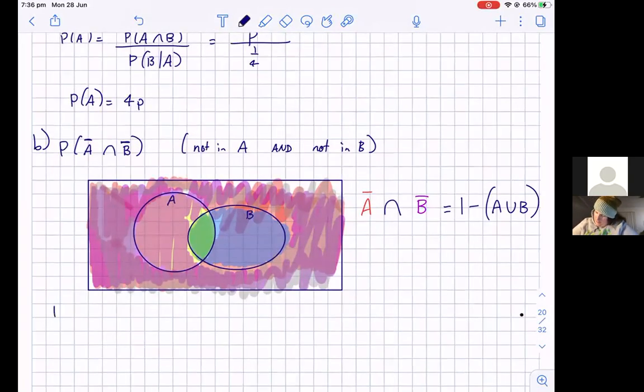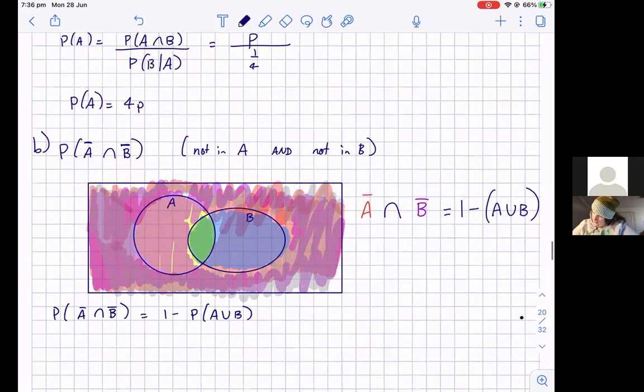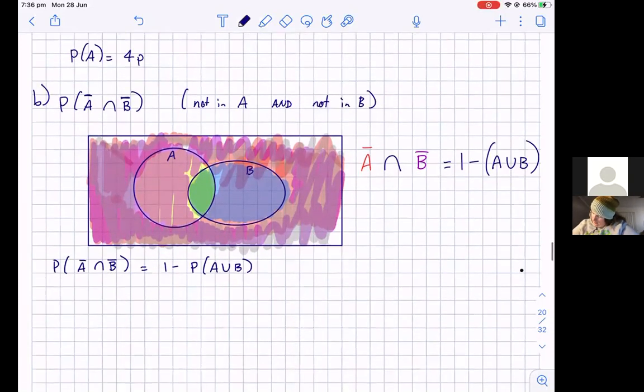So the probability of not being in A and not being in B is 1 minus the probability of being in either. The probability of being in either is the probability of being in A plus the probability of being in B, but we've counted the overlap twice, so we've got a minus the overlap.